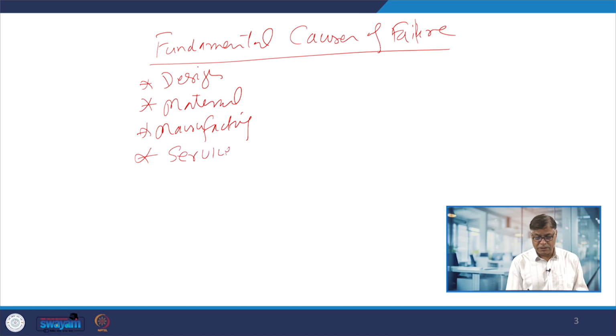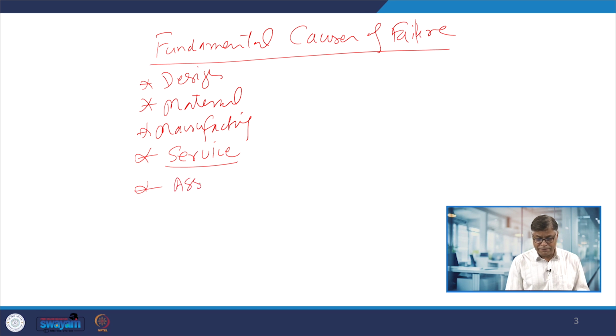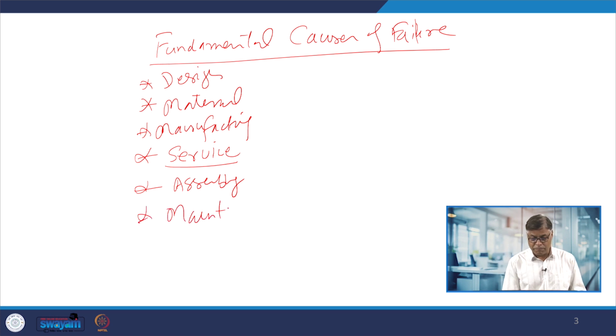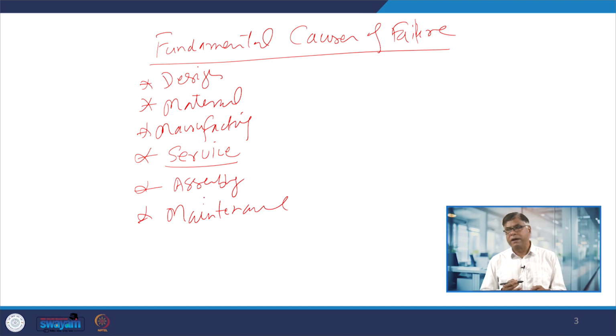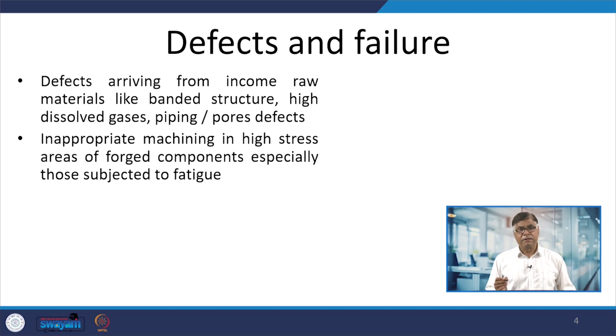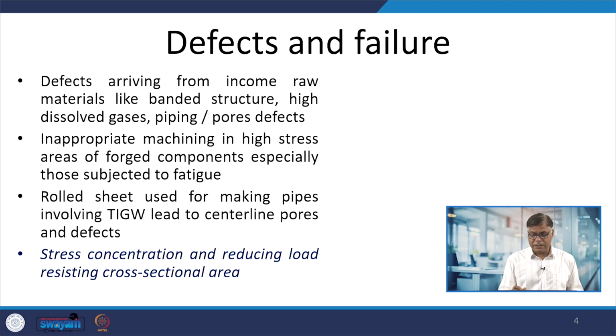Then it is about the service conditions, the conditions under which the component has worked, whether those were as per the expectation or a little abnormal. And then we also have the assembly procedure which has been adopted for making the entire component, and then maintenance: how regularly and properly the maintenance has been carried out, whether the routine inspection and testing required has been done or not, or if anything has been overlooked. All those things must be kept in mind while analyzing a failed component from the failure analysis point of view. Whenever there is a failure of a component, we need to keep every aspect in mind.